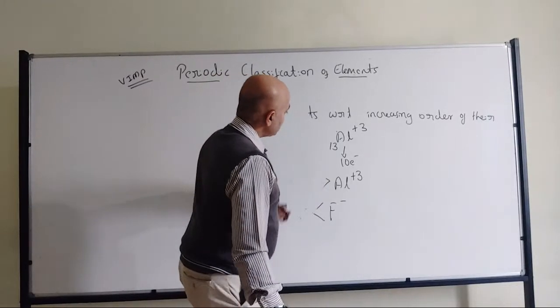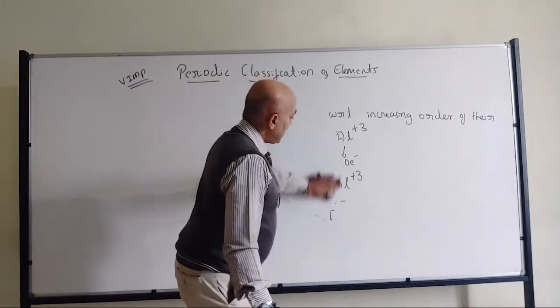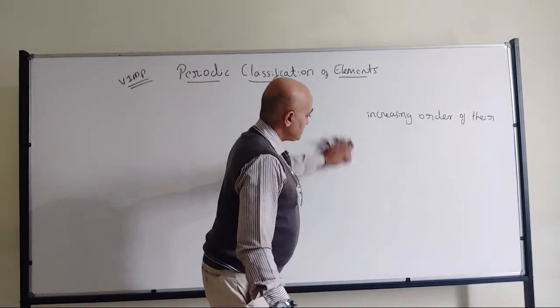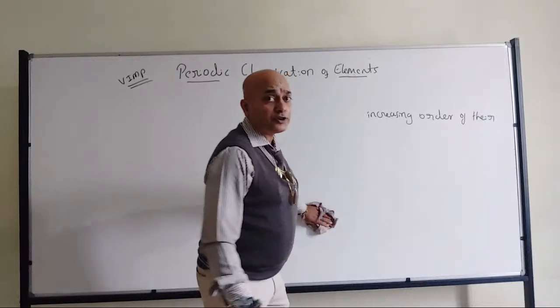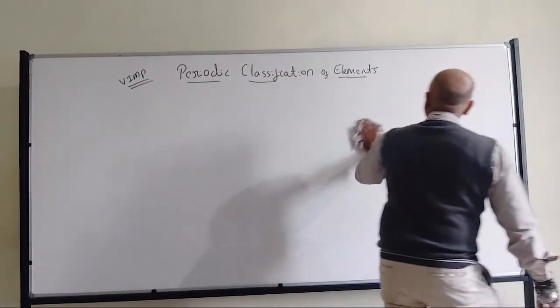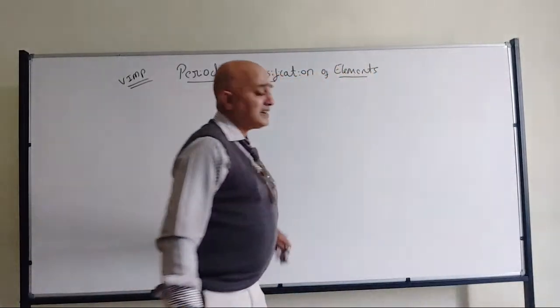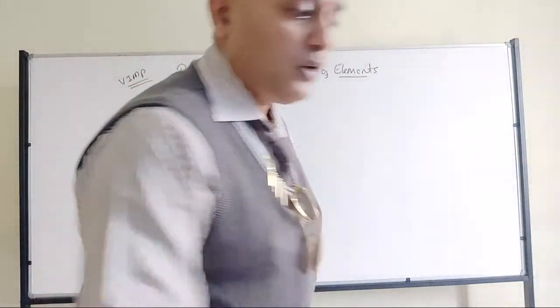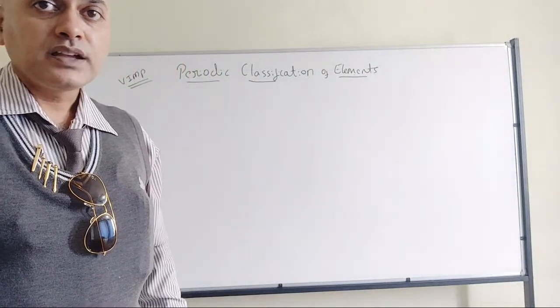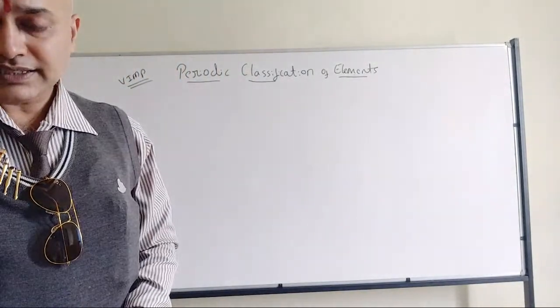That is because fluoride has formed due to the gaining of an electron by fluorine. So there is a domination of electrons over the proton number. Therefore, the size of fluoride should be larger. All of you have understood? Shall we move to the next one? Any doubts in this?